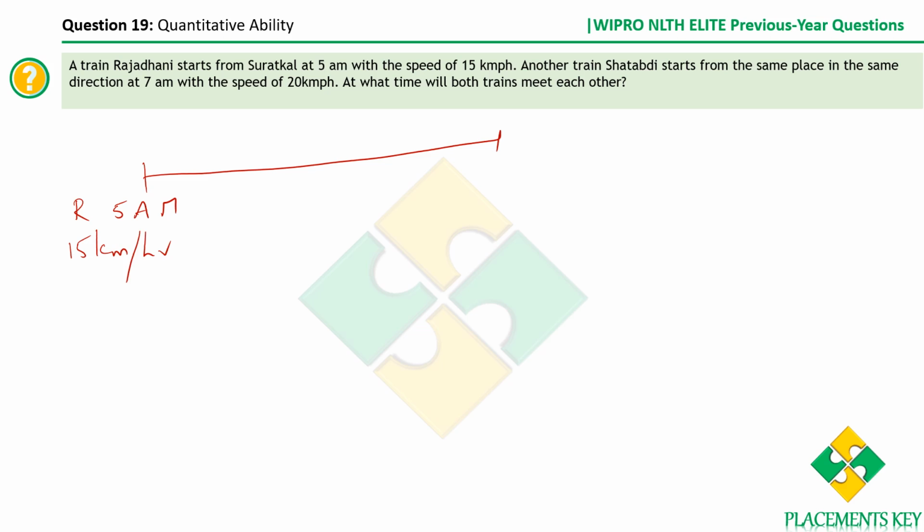Another train, Shatabdi, starts from the same place in the same direction at 7 a.m. Okay, Shatabdi starts at 7 a.m. from the same place at 20 kilometers per hour. Now, when do they meet?